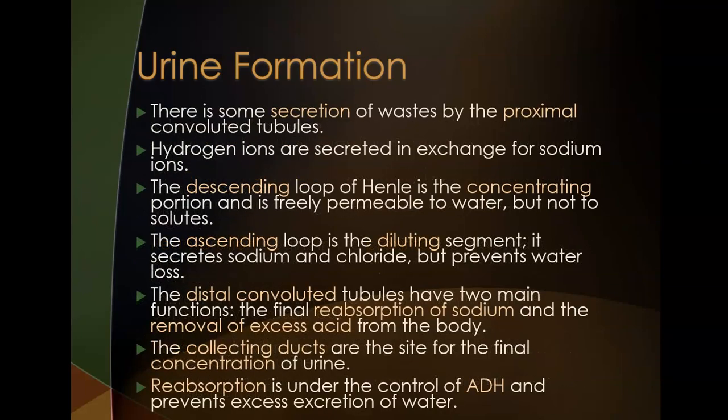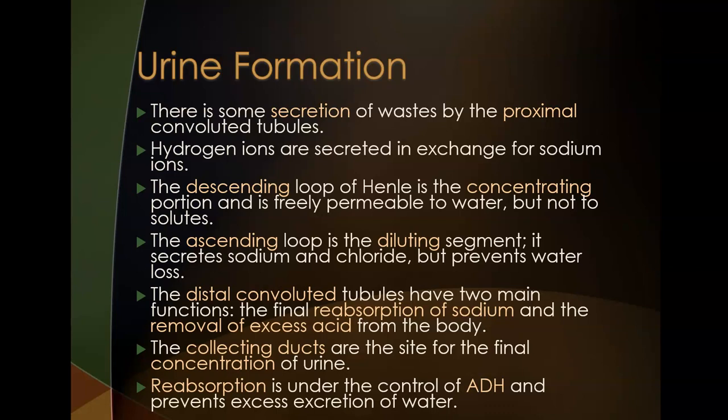Then there is secretion of waste, of course, that happens especially in the proximal convoluted tubule. Hydrogen ions can be secreted in exchange for sodium ions, which means it would dump hydrogen and reclaim sodium. The descending loop of Henle is a concentrating portion, and it's freely permeable to water, but not to the solutes. And the ascending loop is the diluting segment, and it secretes sodium and chloride, but prevents water loss. So each part of the loop has its own function.